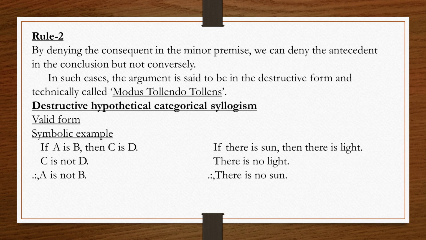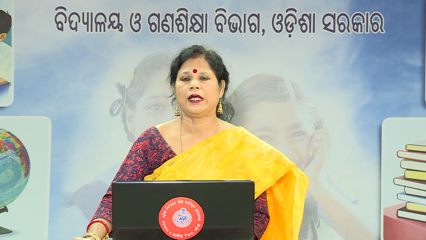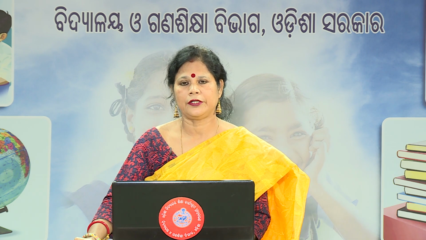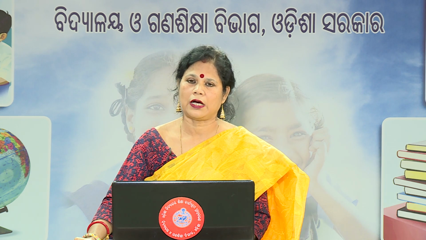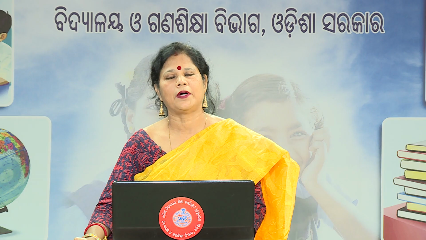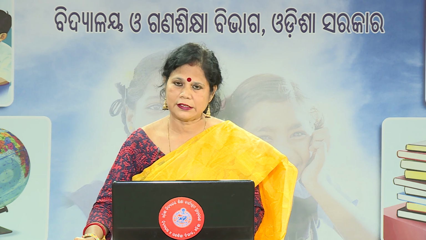Here we first deny the consequent, then we deny the antecedent. This is a valid form and this is technically known as modus tollendo tollens. This is valid form. So here what is the rule? By denying the consequent we deny the antecedent.